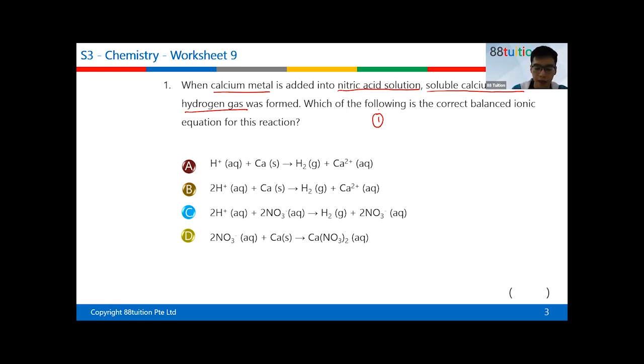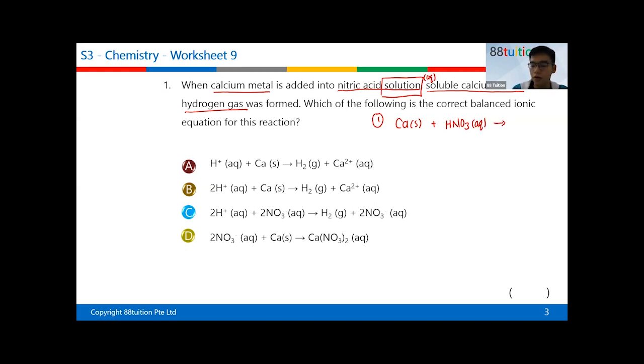Okay, so we will start by copying everything down. Calcium metal is just simply calcium, and this is going to be in solid state because it is a metal. Added to nitric acid solution. This one you need to be very familiar with. What is the formula? Nitric acid is HNO3, and since they tell you it is a solution, this one must be aq. So this is in aq state.